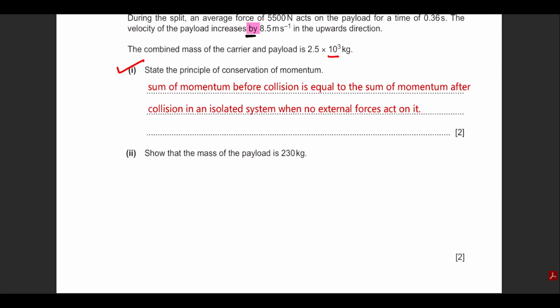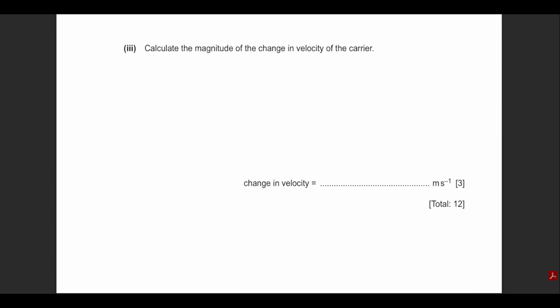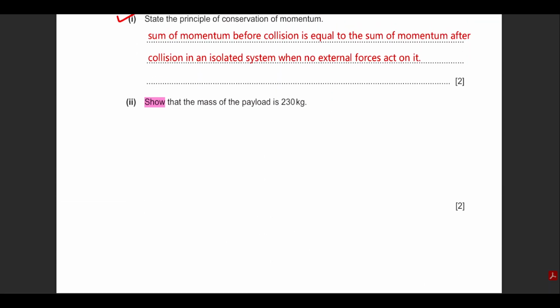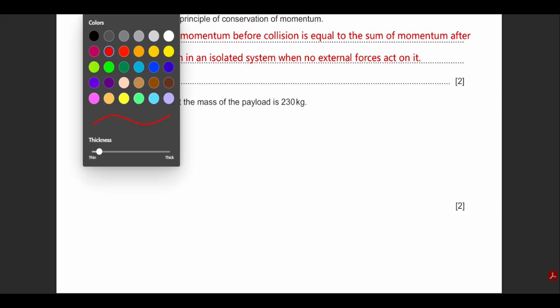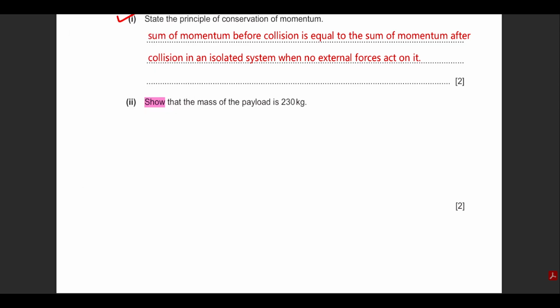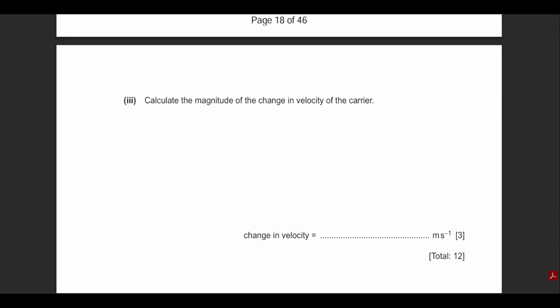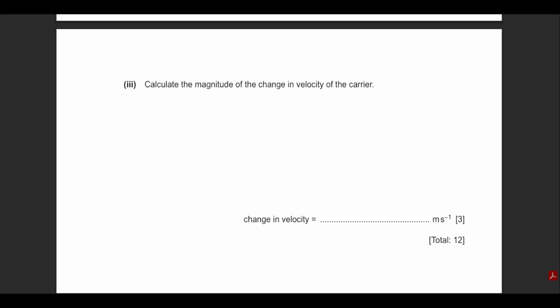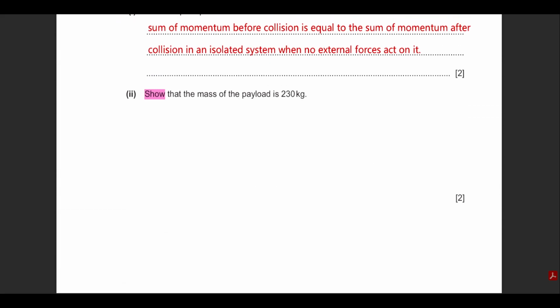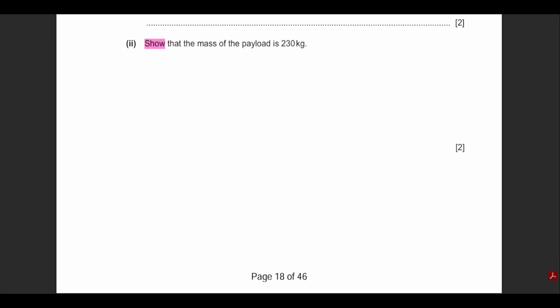Now, this is a show-that part, which means that even if you can't solve this part, you can use the value in the next question. So please, if you are ever unable to solve a question in which he says show that something is this, don't lose hope. Please continue to the next question. You will definitely need that value somewhere else. Okay, so show that the mass of the payload is 230.